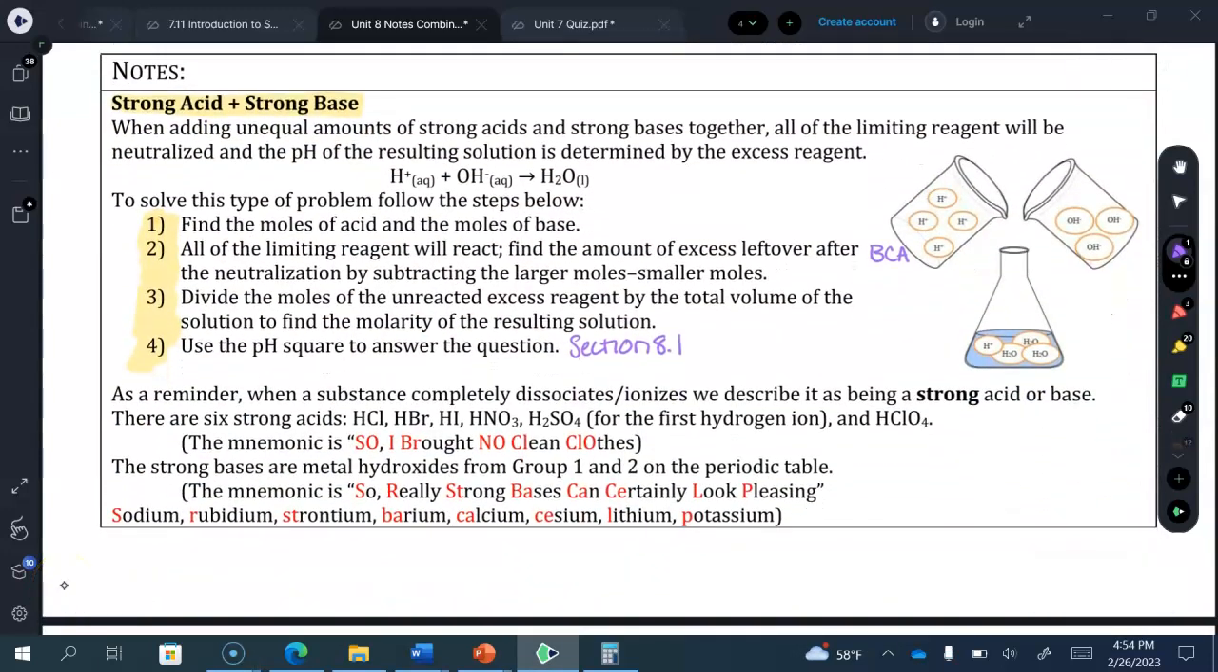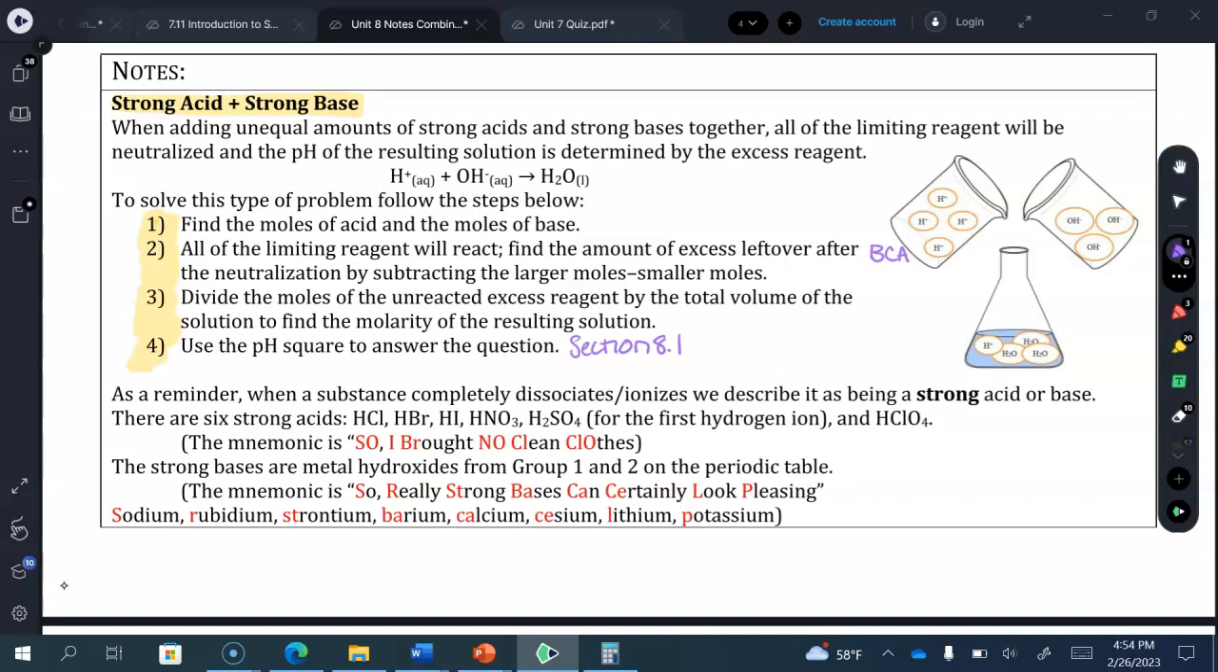Okay, so for strong acids and bases, when you add unequal amounts of strong acids and bases together, all of the limiting reagent is neutralized and the pH of the resulting solution is determined by the excess reagent, as shown in this acid-base skeleton equation. To solve this type of problem, follow the steps below.